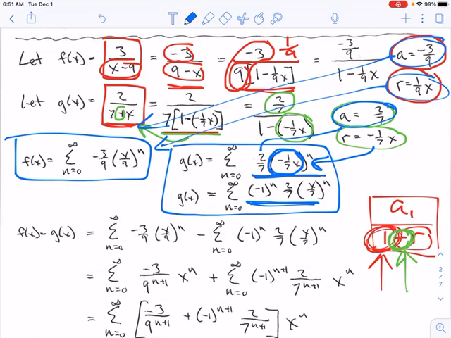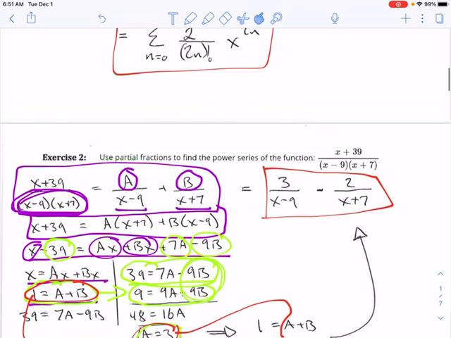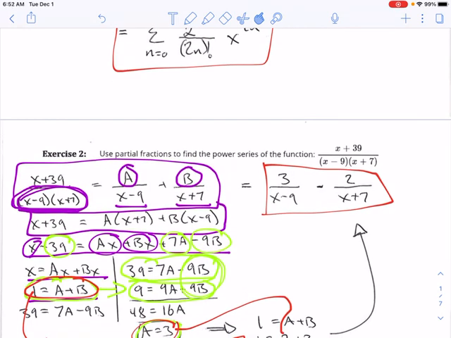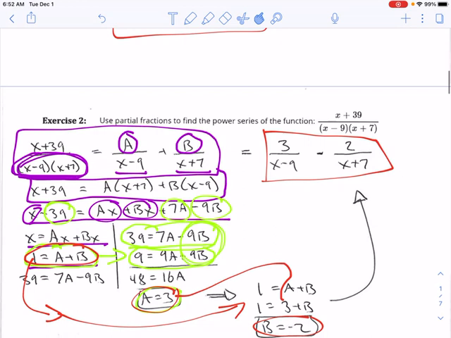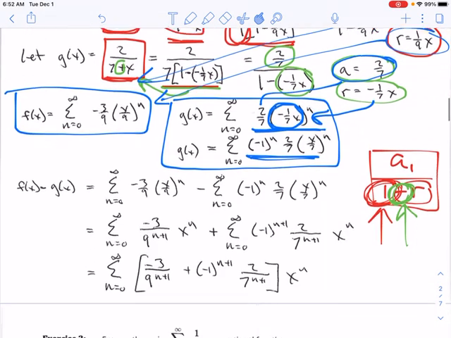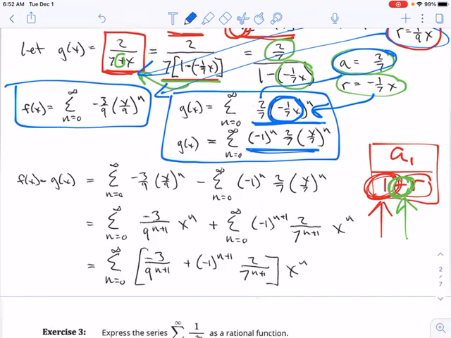So remember what we're doing here. Let's not lose track of what we're doing. Let's go back to the original problem. We're using partial fractions to find the power series for this x plus 39 over x minus 9x plus 7, which we have rewritten now as this. So we now have a power series for this. We now have a power series for this. We need to subtract the two of them. So we need to subtract our power series. Finally, we're getting to the part where we're combining the power series. And so that's what we are doing in this last step.